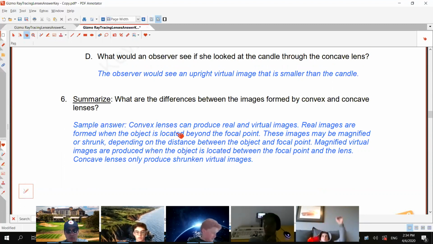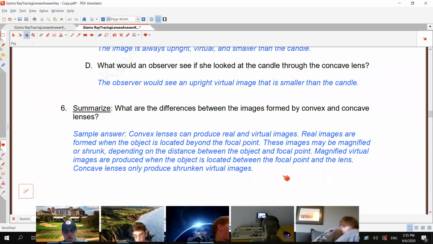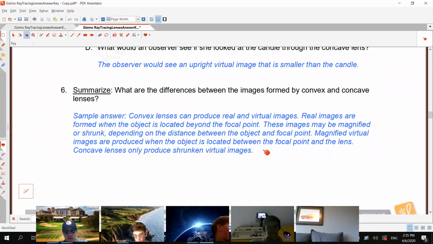Real images form when the rays converge to a focal point, and these images may be magnified or shrunk depending on the distance between the object and the focal point. A virtual image is produced when the object is located between the focal point and the lens, and concave lenses only produce shrunken virtual images that are always upright and always smaller than the candle.